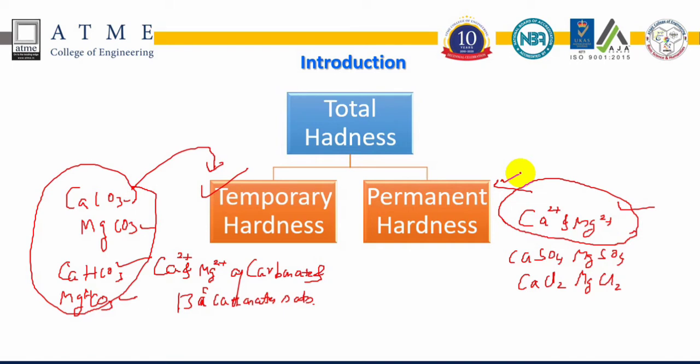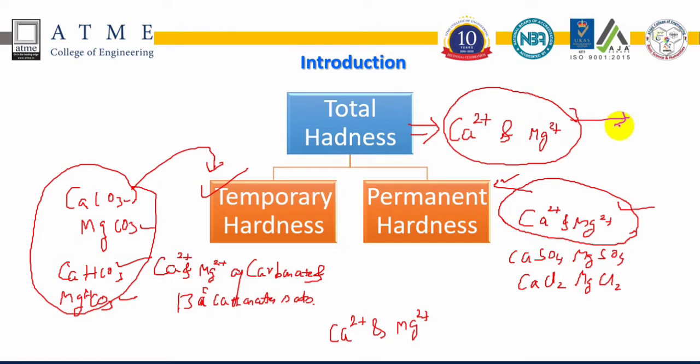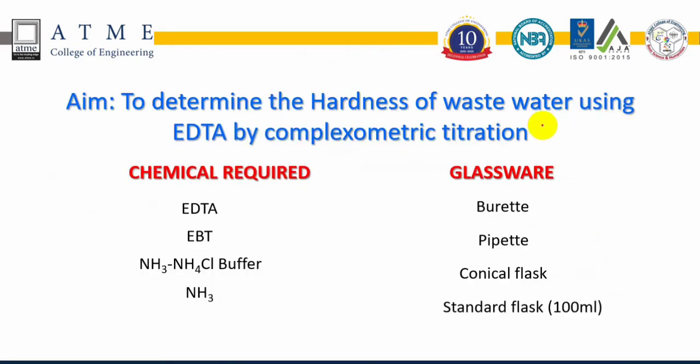So the aim of the experiment is to measure the calcium and magnesium ions, which is the total hardness. Total hardness implies the presence of calcium and magnesium ions, which may be in the form of carbonates, bicarbonates, chlorides, sulfates, or nitrates. So the aim is to determine the total hardness of water using the EDTA complexometric method.